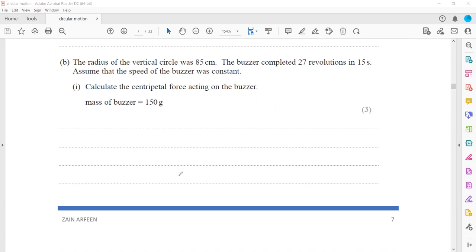We have the formula for centripetal force. There are two formulas we can use: mv squared over r, or mr omega squared. These are the two formulas which can be used, where omega is the angular speed, r is the radius, and m is the mass. So we have the mass, but that mass is in grams. We have to convert into kilograms, so divide by 1000: 0.15. r is the radius, which is 85 centimeters, but we have to convert into meters, so 0.85.